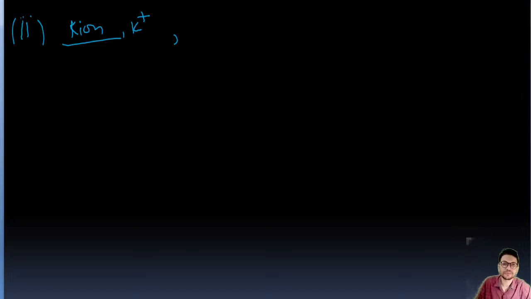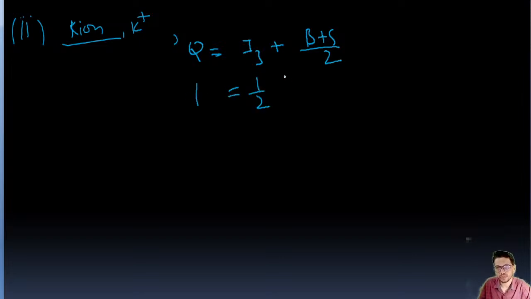So this is K plus. For K plus, I will find the strangeness first. We know the formula, right? We are using the modified Gell-Mann-Nishijima formula for getting the strangeness for K plus. This is Q equals I3 plus B plus S by 2. Q for this is plus 1, equal to the I3 value for this, which is 1 by 2, guys, plus B, it is not a baryon, so this is 0, plus S by 2.